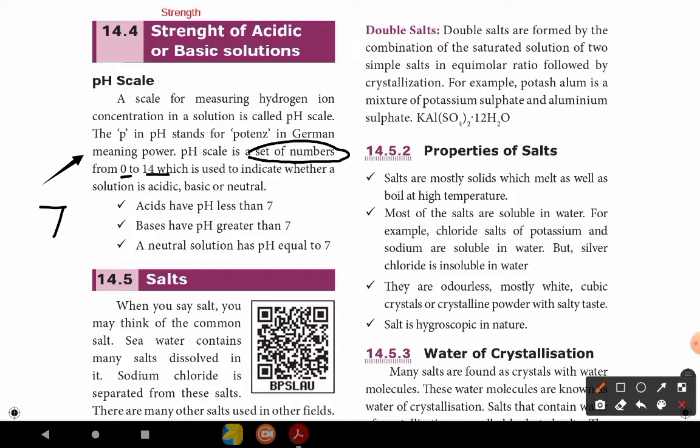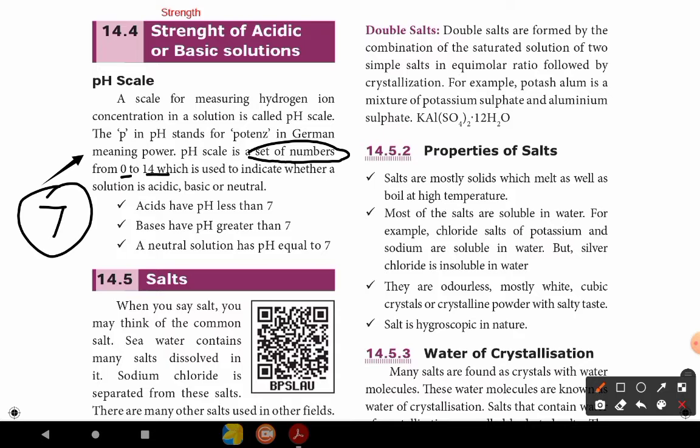So then we can state the value. 7 is the middle one. Neutral means 7. And if it's an acid, then you'll have values less than 7. So you have 6, 5, 4, 3, 2, 1, and then 0, and those are called acidic solutions.